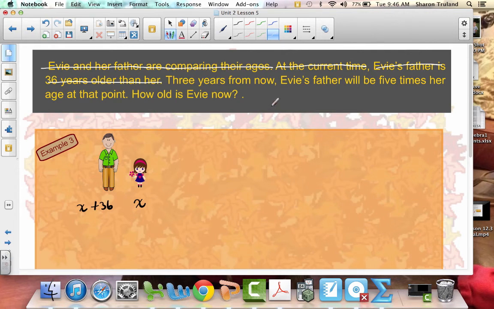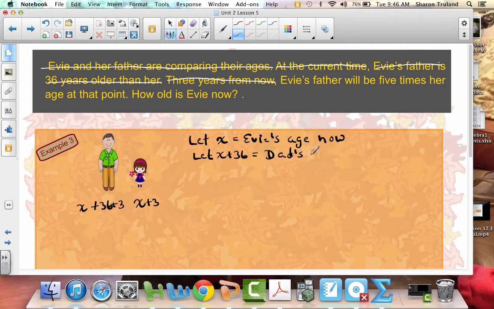3 years from now. Whoa, hold on. Now what's going on? Now we're aging them 3 years. So 3 years from now means we've got to come down here and we've got to take Evie and add 3 years onto her and take the dad and add 3 years onto him. So if you were wondering what our let statements are, we let X be Evie's age now. And we let X plus 36 be her dad's age now. That's how we lined them up originally.